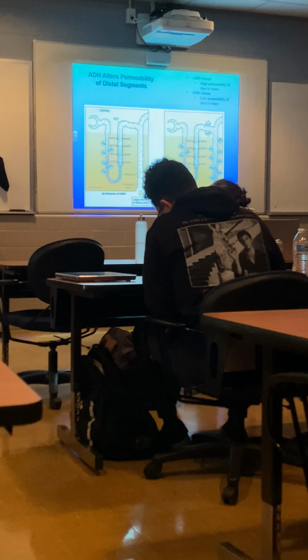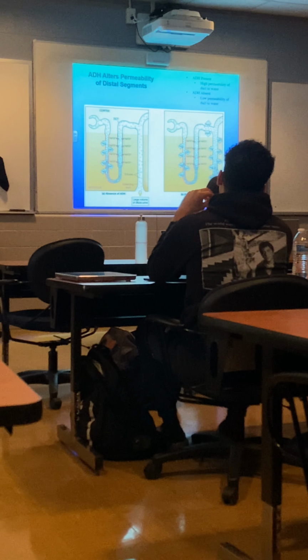If there is no change in the permeability of the walls of these distal segments, then water is going to flow through the connecting tubule into the collecting duct, and it's going to flow right out into the urine, right out into the bladder. That's because the walls of these tubules are impermeable to water. So there's no further opportunity for water to be pulled out by the hypertonicity of the medulla.